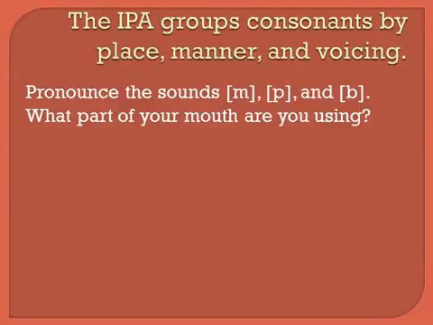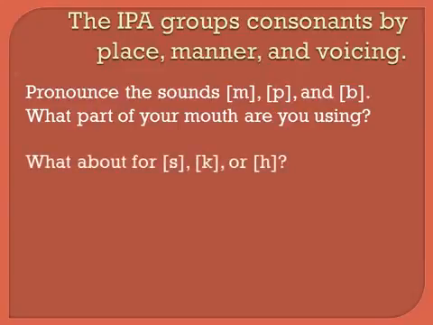So if you look at the IPA chart, the symbols are not grouped randomly. They're grouped according to a logical order by place, manner, and voicing. And for the next couple slides, I want to talk about what that means. For a second, just pronounce the sounds p and b, and think about what part of your mouth you are using. And if that answer is not immediately clear, think about the sounds s, k, and h.